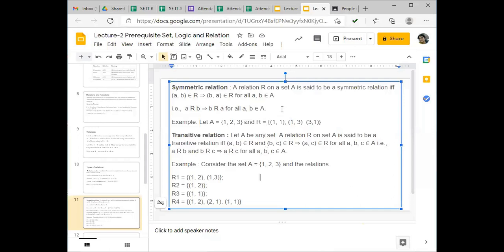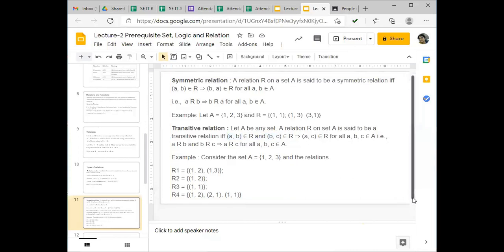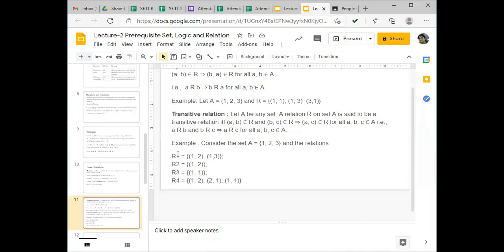Okay, so next, transitive relation. What is transitive relation? Again, if A is related to B, and if B is related to C, if this is true, A is related to B and B is related to some C, then A should be related to C. So on this note, let's see. I have given here four examples. Tell me which is transitive and which is not transitive. And if there is no transitivity, what should be added to make it transitive?